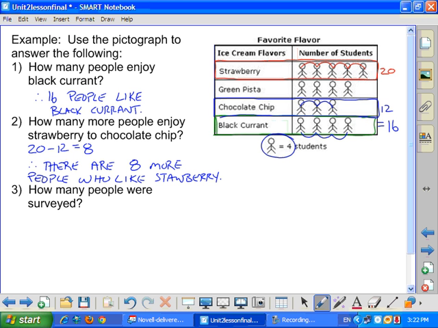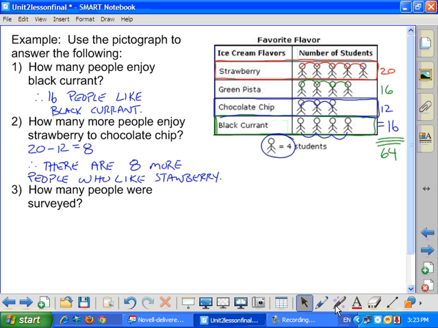All right. And finally, how many people were surveyed? So I just got to add up green pistachio here. 4, 8, 12, 16. And if I add up that column, I will get the total number. So where I have 16 and 16, that's 32, 42, 42, 44, 64 people.